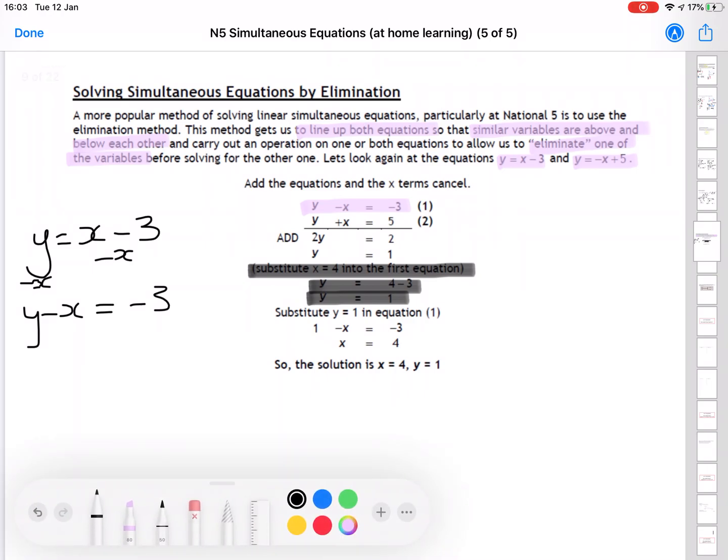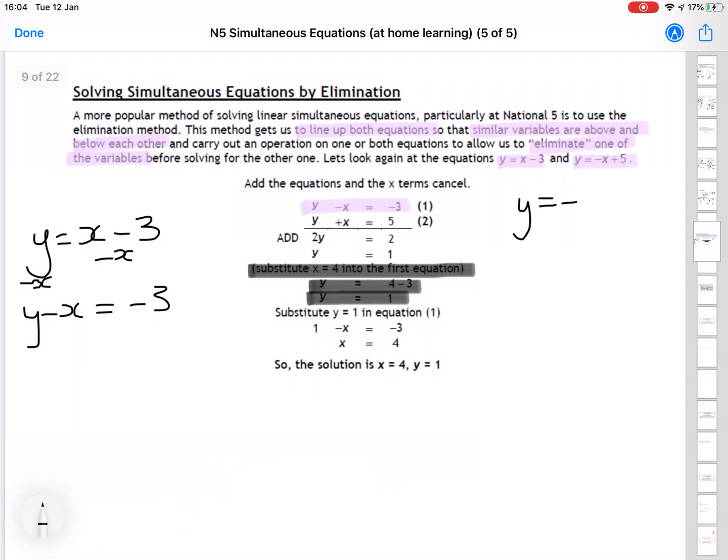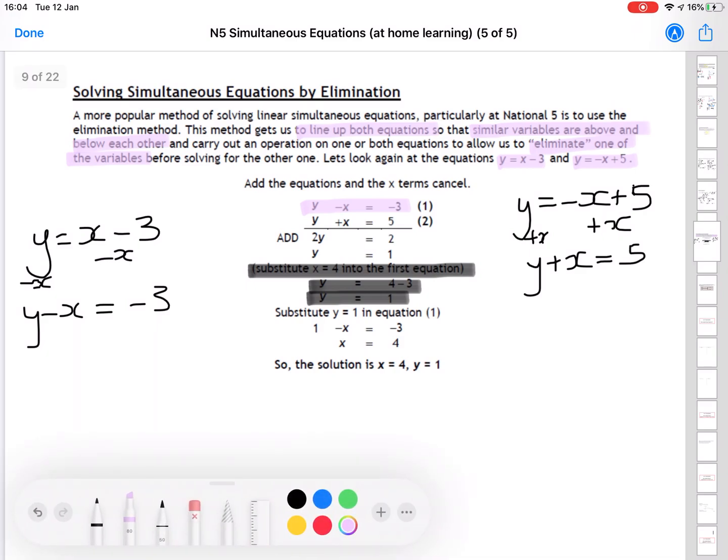Okay, we're going to do the same with the second one. So the second one was y equals minus x plus 5. So again, I need my x and y terms to both be on the left-hand side. So the x, again, is the one that needs to move. So if that's minus x, I'm going to go ahead and add x to both sides of my equation. So that's going to say y plus x equals 5. And again, you can see that that is the second equation there, y plus x equals 5.